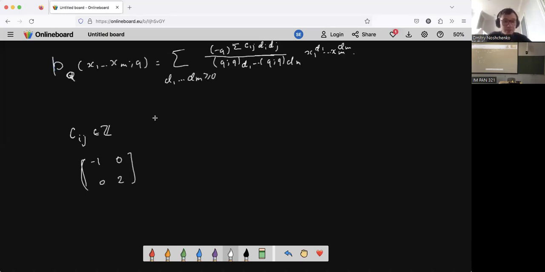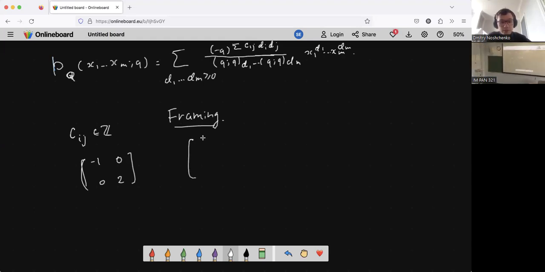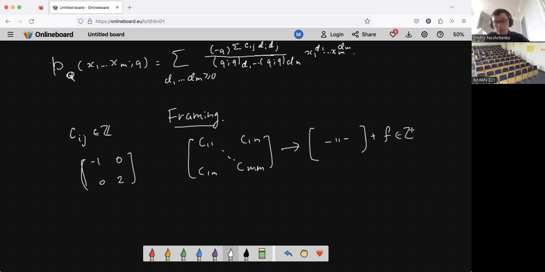So in this case, it's very useful to consider a transformation which we call framing. And framing is simply, given the matrix Cij, so C11 to Cmm, framing simply adds a constant to every entry of the matrix. So this maps to the same, but plus some constant f. And we take this constant to be an integer.